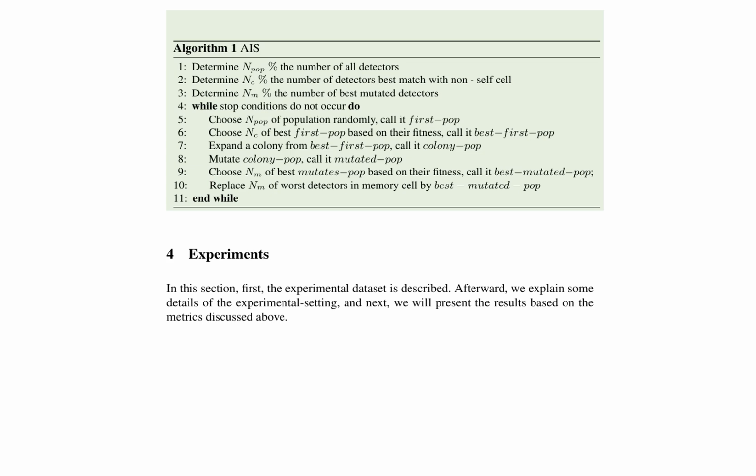In terms of experimental settings, the dataset used for this study is described, followed by details on the experimental setup. The results are presented based on metrics discussed in the paper, providing insights into the effectiveness of both ARO and ICE algorithms in detecting credit card fraud. These algorithms aim to improve fraud detection accuracy and efficiency, offering a new perspective on how to tackle this complex problem in the financial sector.